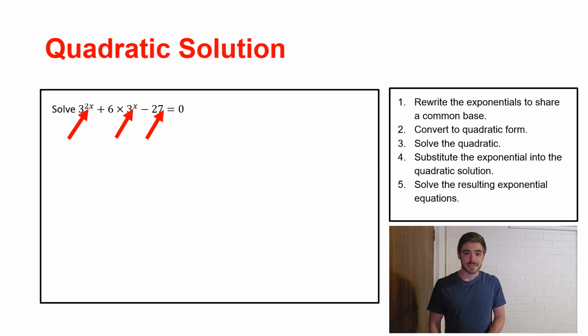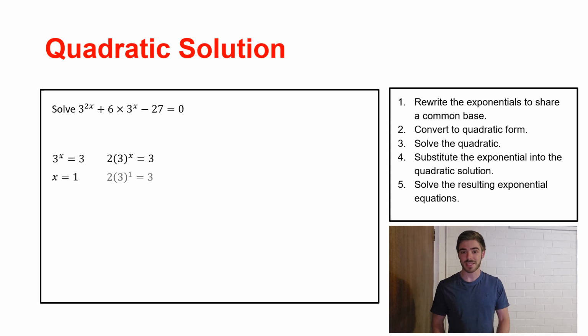The next indicator is coefficients on your exponential terms, in this case the coefficient of 6 on our exponential. When you have coefficients, it tends to break the method of equating exponents. Let's check a quick example. If we had 3 to the power of x equals 3, then we have a very simple solution x equals 1. But as soon as that left-hand side is multiplied by 2, suddenly we're saying that 6 equals 3. Not good. Anyway, those will be the main things that I watch out for.